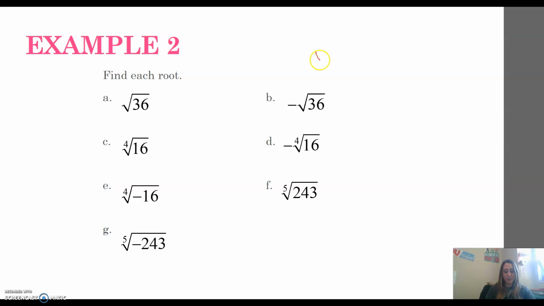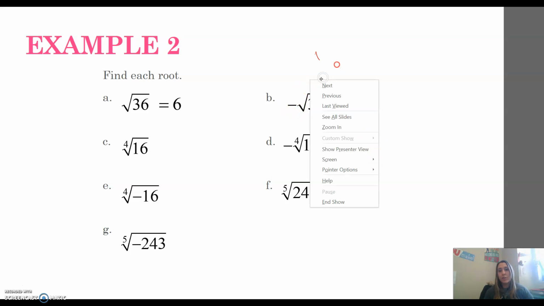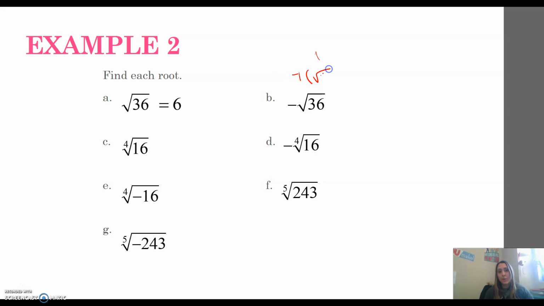Now remember, we have a negative right here. This negative is really saying -1 times the square root of 36, which is equal to -1 times 6, which is equal to negative 6. Okay? All right, what about the 4th root of 16?